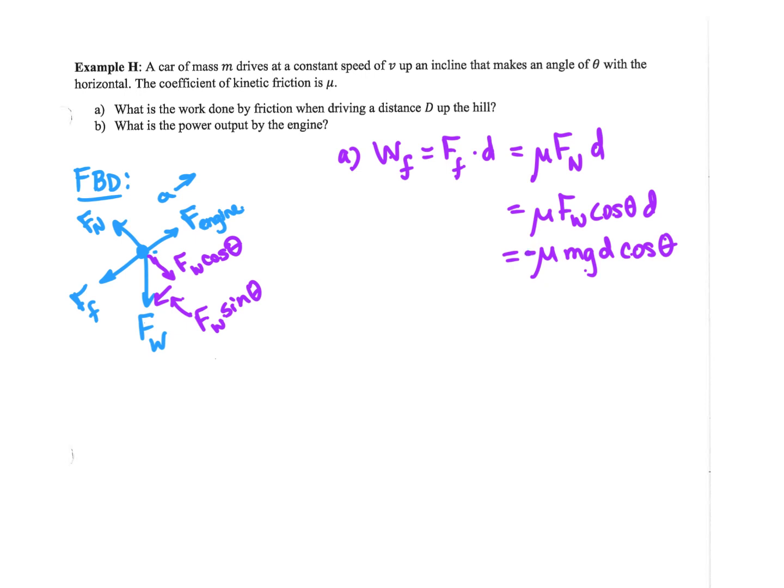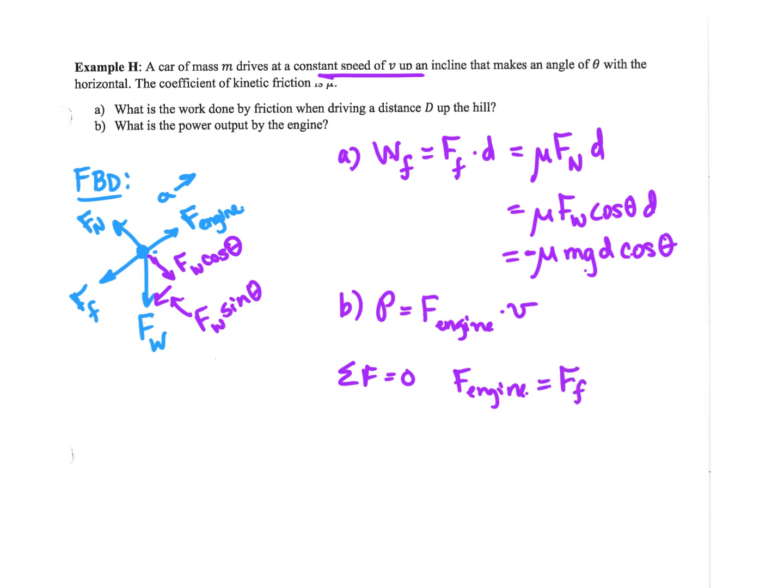B, what's the power output by the engine? Well, the power output by the engine would be the force of the engine times the velocity v, okay? So the force provided by the engine is going to be the sum of the forces. If you think about it that way, it's going to be the net force, right? If this thing is going at a constant what? Constant speed means there's no acceleration. So the net force is equal to 0, which means that the force of the engine has to be equal to the force of friction, which we know. All right, so the power put out by the engine is going to be mu mg d cosine theta times the velocity v. Okay? And that would be the power output by the engine.